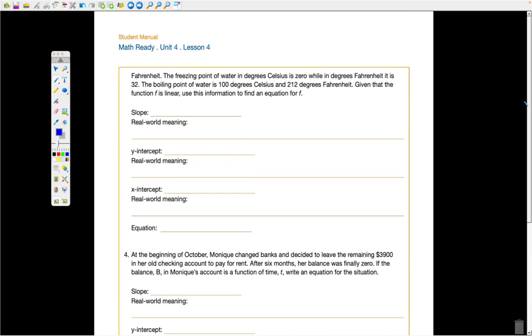The freezing point of water in degrees Celsius is 0, while in Fahrenheit it's 32. Y'all didn't know that, right? I did, okay. The boiling point of water is 100 degrees in Celsius, but in Fahrenheit it's 212. So given that this is a linear function, we should be able to find the constant rate between the two. And then we can find the slope, the y-intercept, all of that.